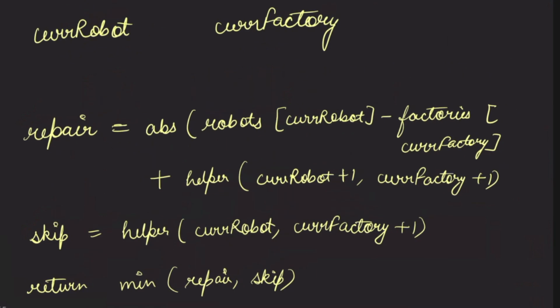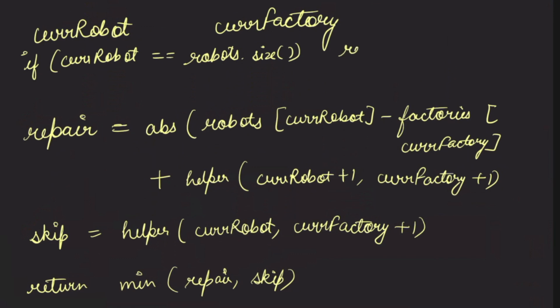Now what will be your base conditions for this recursion? First, if let's suppose the current robot becomes equal to the size of the robots, that is robots dot size. What does it mean? That we have exhausted all the robots, or we have repaired all the robots, right? So in that case, you will return 0, right? And in the other case, the current factory becomes equal to factories dot size.